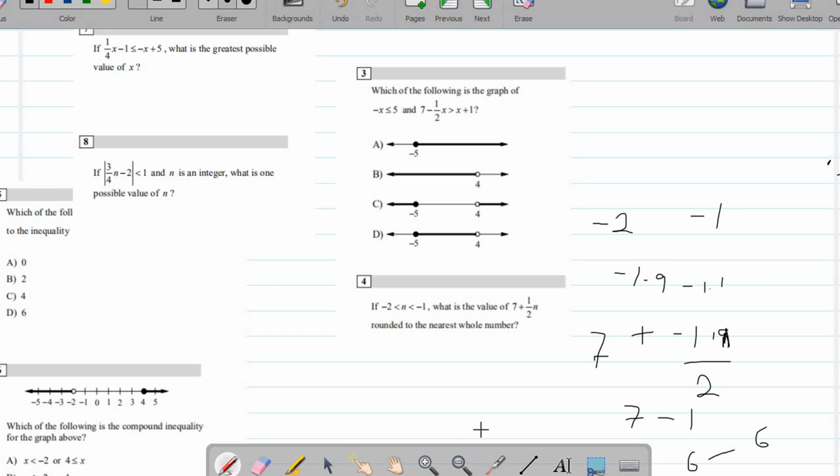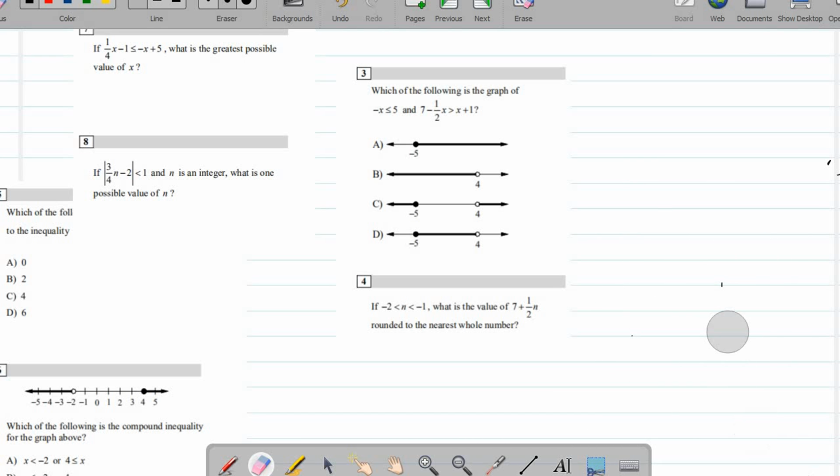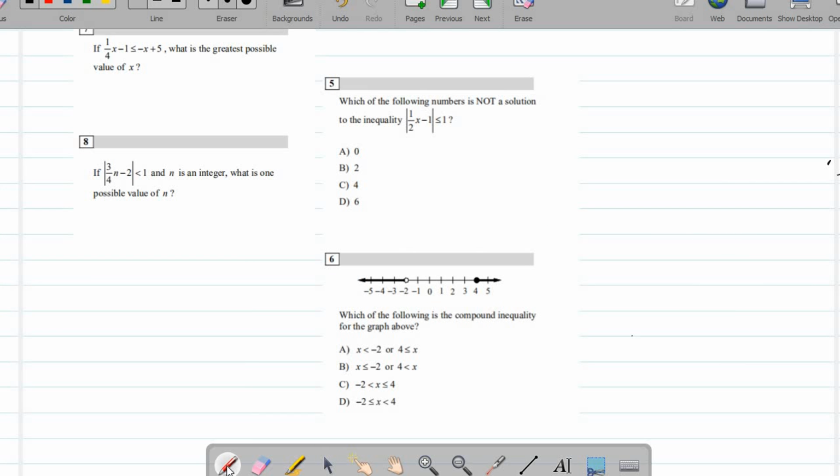Let's move to the next one. The next one is question number 5. Which of the following numbers is not a solution to the inequality 1 over 2x minus 1 is less than or equal to 1? We could do this in many ways. You can insert your numbers in. 0 minus 1 is negative 1, and negative 1 is less than 1. If you put 2 here, you have 1, 1 minus 1 is 0, and 0 is less than or equal to 1.